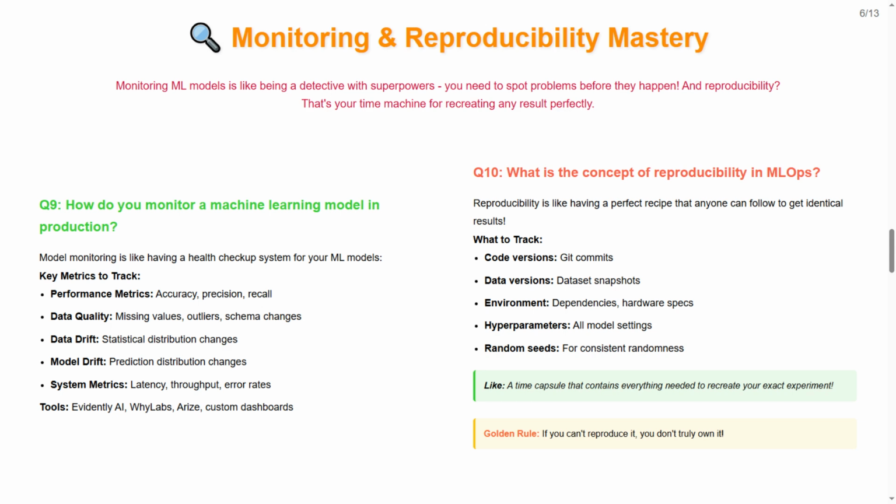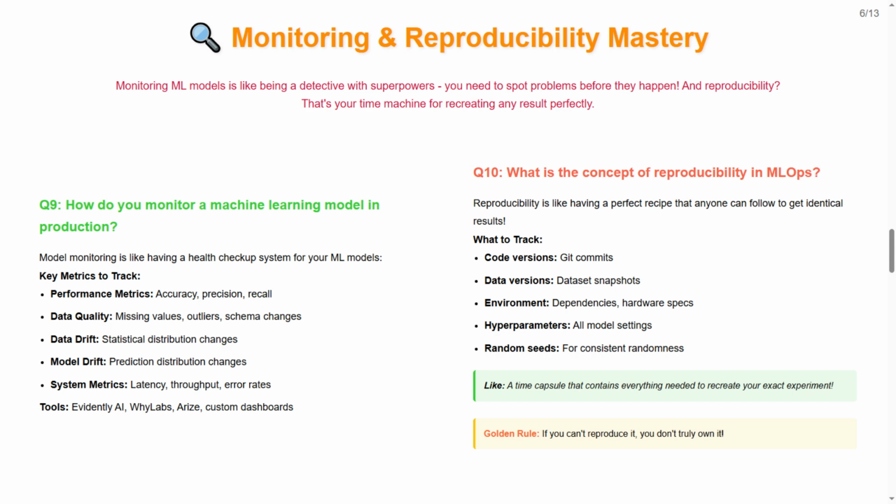10th question. What is the concept of reproducibility in MLOps? Reproducibility is like having a perfect recipe that anyone can follow to get identical results. What to track: code versions, Git commits. Data versions, dataset snapshots. Environment, dependencies, hardware specs. Hyperparameters, all model settings. Random seeds, for consistent randomness.